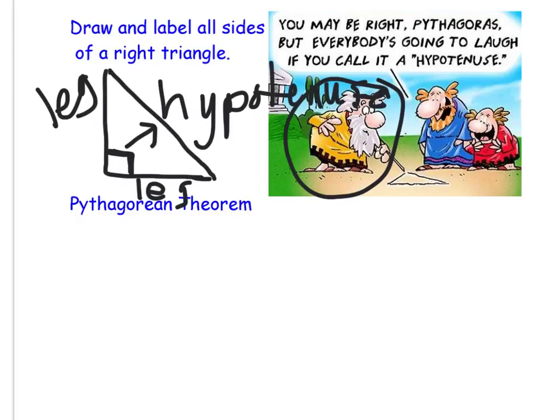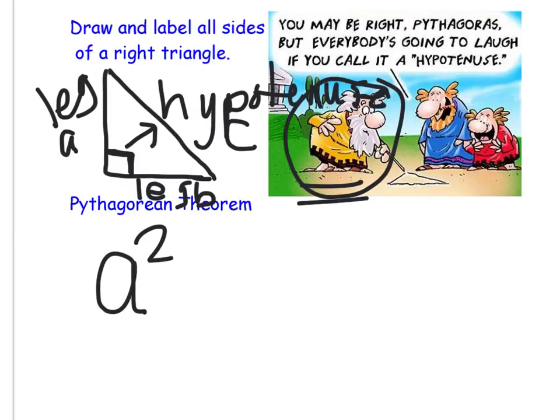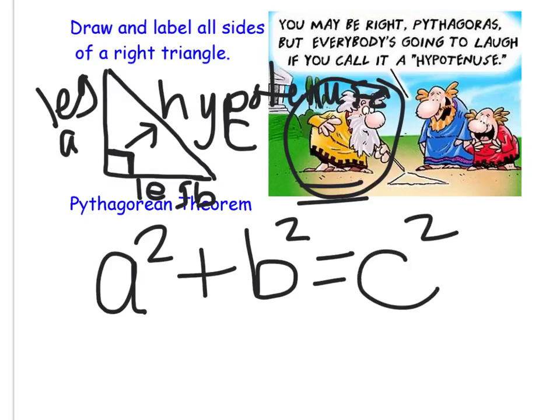Now for the Pythagorean theorem, we're always going to call one leg a, the other leg b, and the hypotenuse c. Then you get this famous theorem by old Pythagoras that says a squared plus b squared will always equal c squared. Another way to think of that: leg squared plus leg squared equals hypotenuse squared.